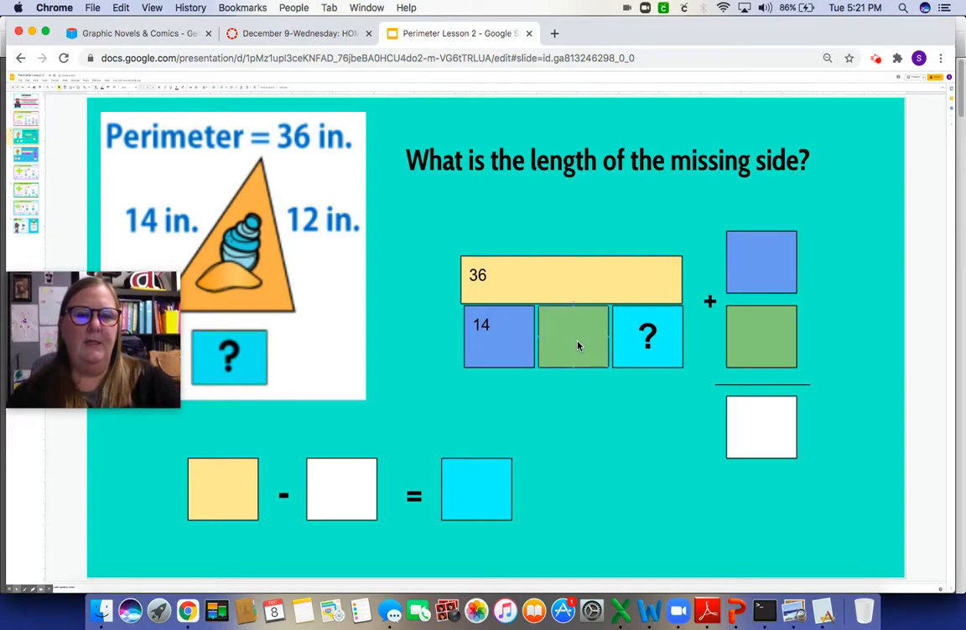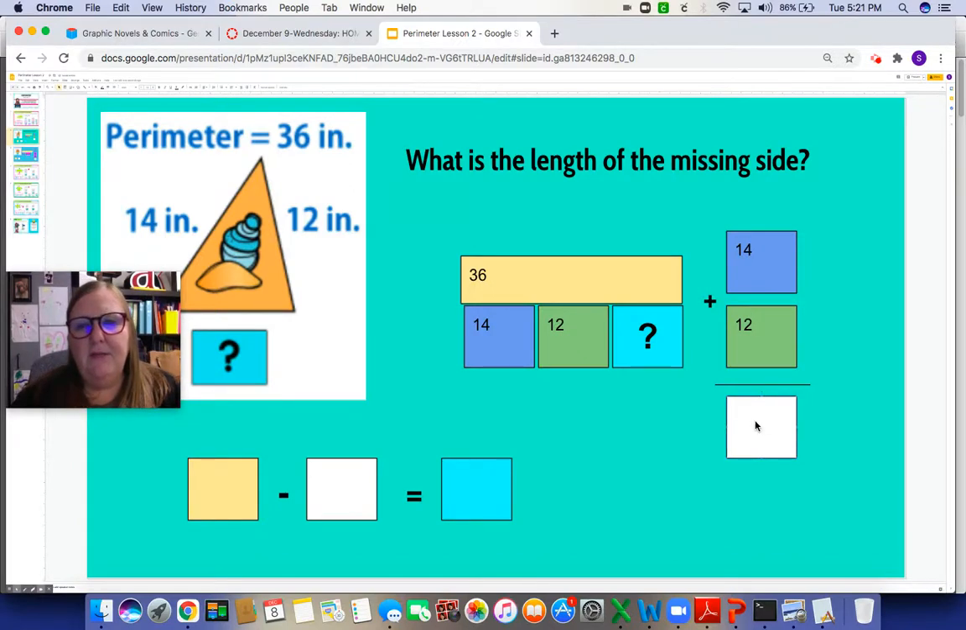Another side is 12, and we don't know the missing side. So now we're going to plug in our numbers with the same colors. The blue was 14. The green box was 12. And we're going to add those two numbers together.